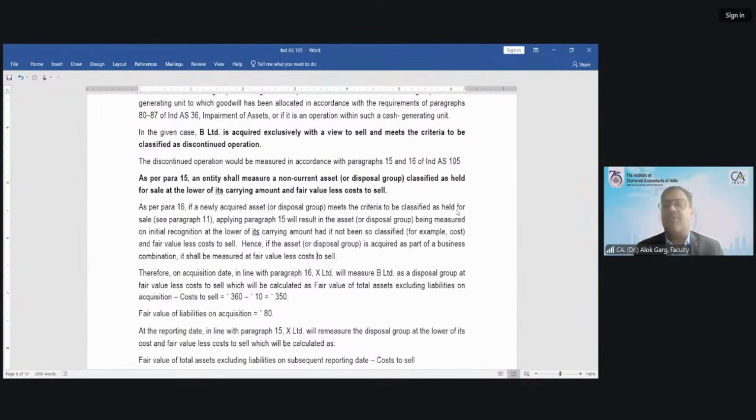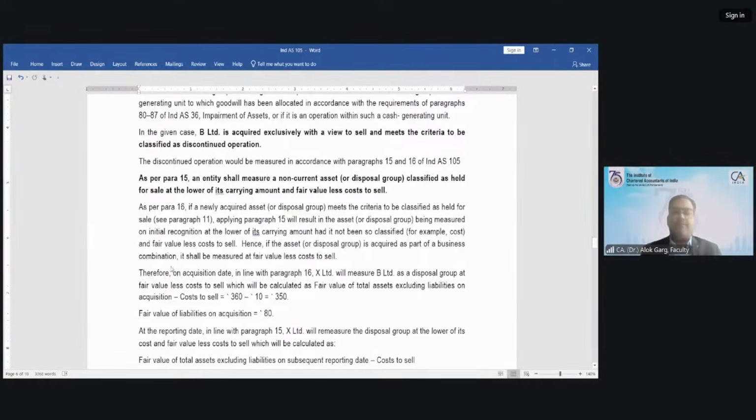It is a discontinued operation. And if it is a subsidiary which is acquired with a view to resale, it has to be measured at carrying amount or cost versus fair value less cost to sell, whichever is lower, initially. And subsequently, on the reporting date, it has to be remeasured at fair value less cost to sell. This is what you should say.